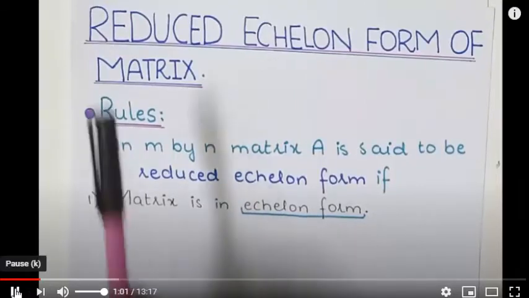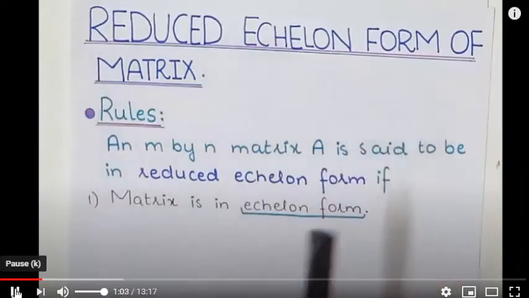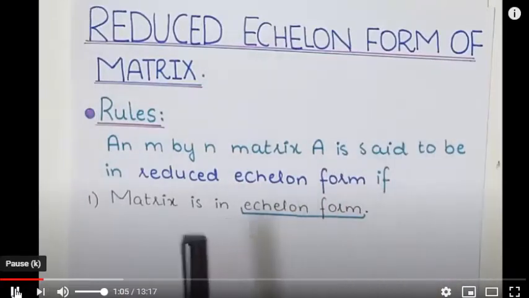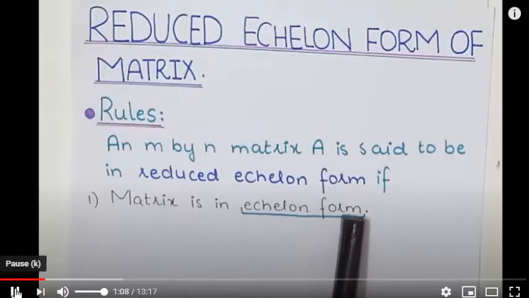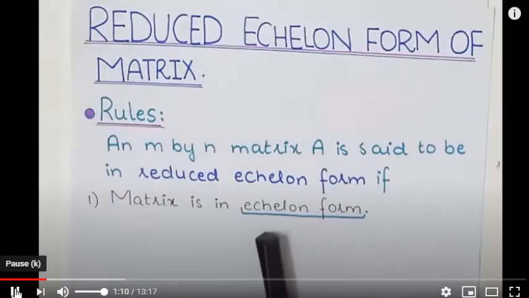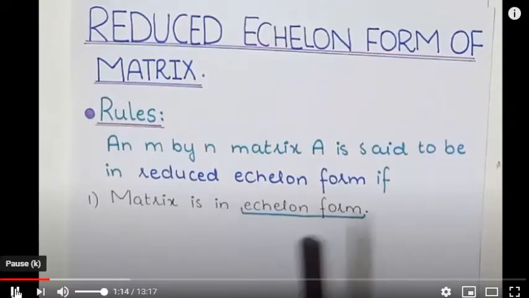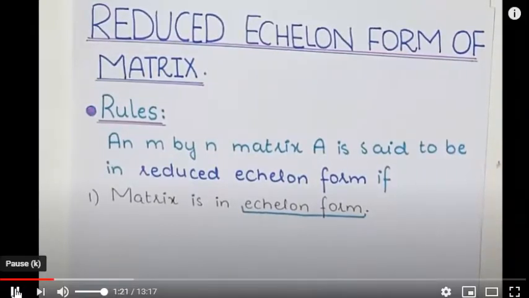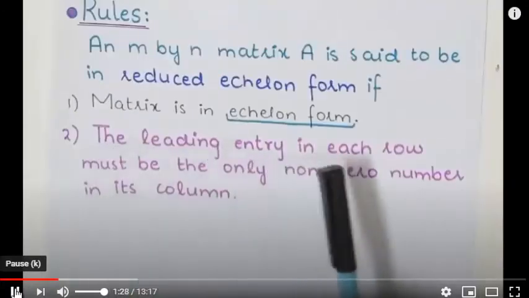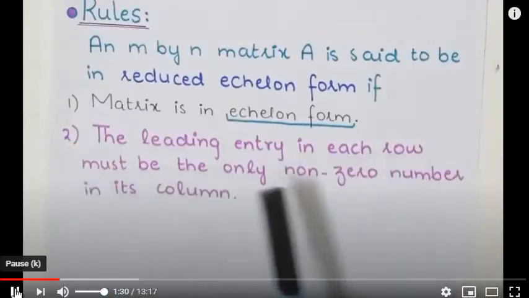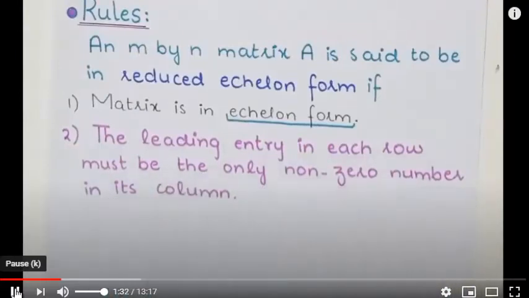For the matrix to be in reduced echelon form, it is necessary that the matrix should be in echelon form first. And what is the echelon form of a matrix? I have made a complete video regarding this topic in which there are rules and examples. You can watch that video for better understanding. For this lecture, we will restrict to reduced echelon form only. And the second rule says the leading entry in each row must be the only non-zero number in its column.